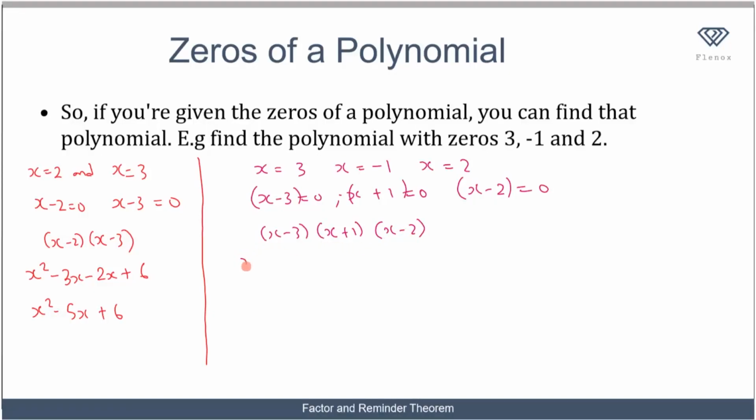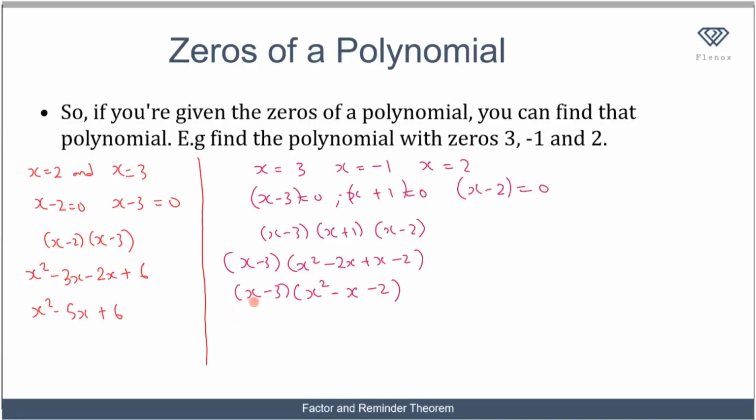So let's try expanding the first one. Let's say x minus 3, and let's try expanding these two. x times x will give me x squared, x times minus 2 will give me minus 2x, 1 times x will give me x, and 1 times minus 2 gives me minus 2. So this is going to say x minus 3 into bracket x squared, then minus x, then minus 2.